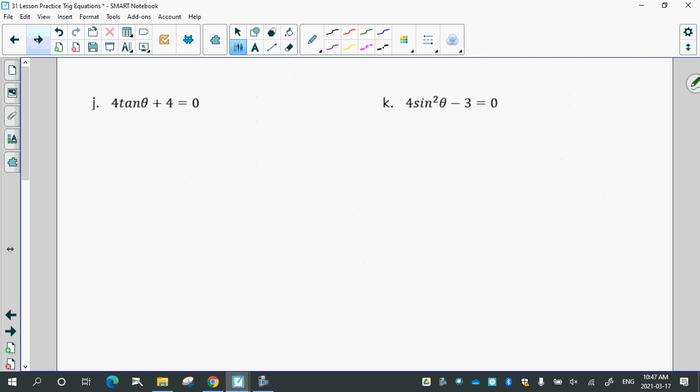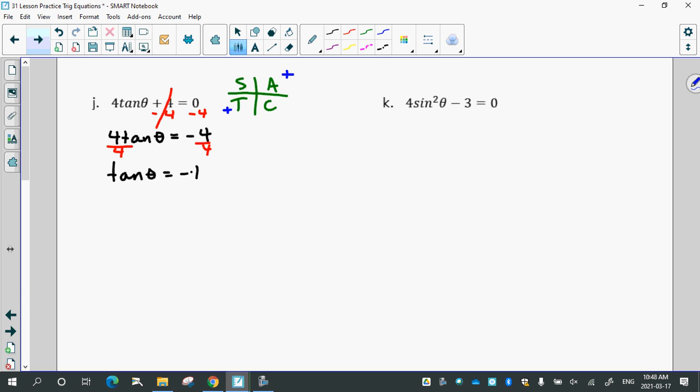All right, 4 tan theta plus 4 equals 0. Subtract 4 on both sides first. And divide by 4. CAST. CAST for tan is positive here and here, but we want to know where it's negative. So there's going to be a quadrant 2 solution and a quadrant 4 solution.